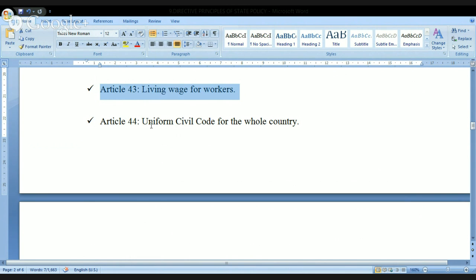Next one, Article number 44 talks about the uniform civil code for the whole country. Now, what do you mean by this Article 44? When I am talking about the uniform civil code, this is the common code for all the people who are living in the country. Uniform, common. Civil, for all the people. Code, rules and regulations. All the people in the country must have the same rules and regulations. So this is what we have understood from day number 1. We have one constitution and that one constitution is applicable for all the people equally. That is the equality before law and equal protection of the laws.